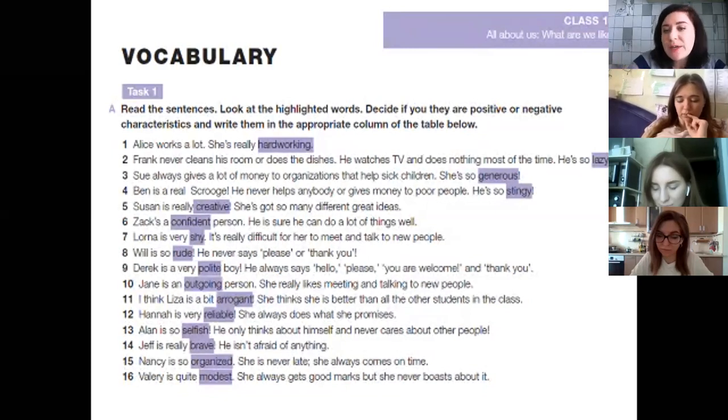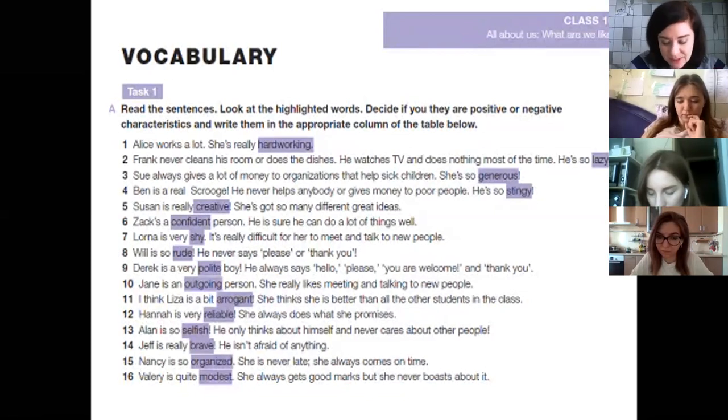So for example, if we have the word stingy, he never helps anybody or gives money. So we can ask, will this person lend you money? Will this person help you in a difficult situation? Is this person similar to Scrooge McDuck from the cartoon? Because this is elementary level. And of course, your students will answer yes or no.